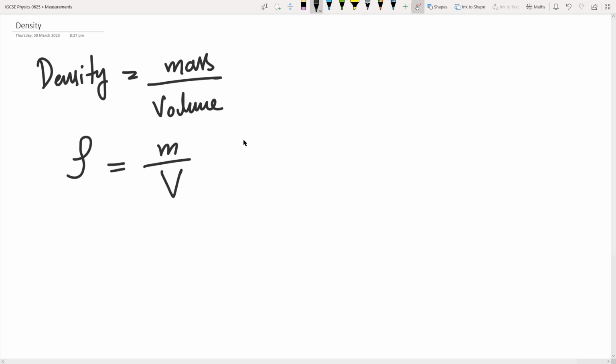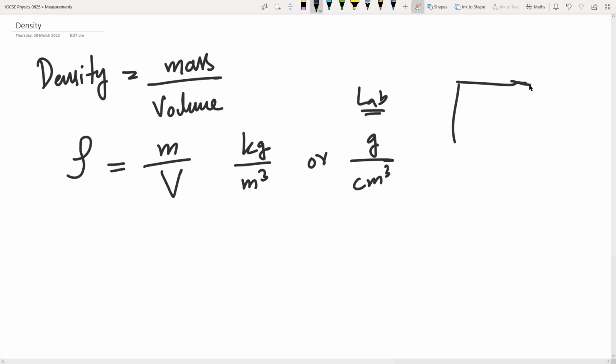So for units, we are going to have kilogram over meter cube, or gram over centimeter cube. For lab work we use gram per centimeter cube for smaller measurements, and kilogram per meter cube if we're dealing with large masses or large volumes. So this is what density is. Let's say I have a sample in which these are the atoms, the particles. How many particles are there in a given volume? That is what density is.